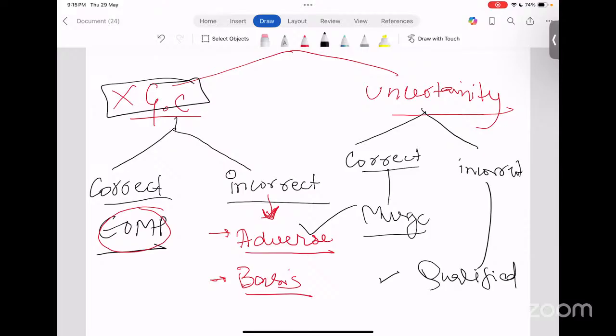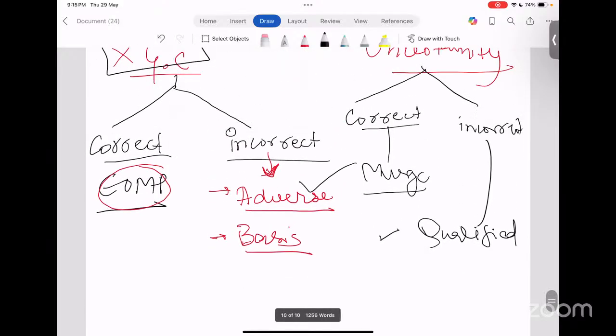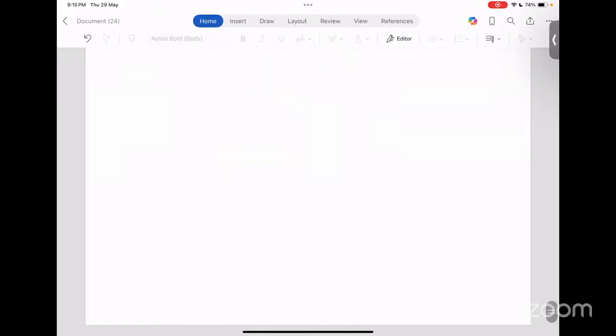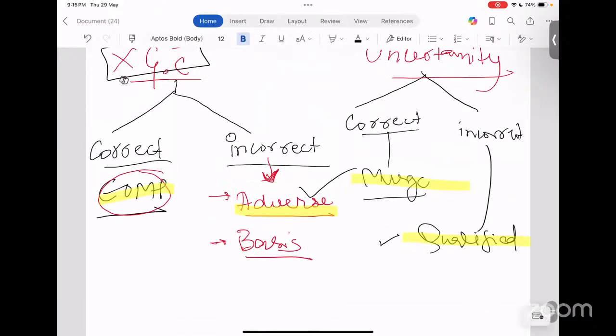Now, let us understand what these terms are that we have used: emphasis of matter paragraph, adverse and qualified opinion, and MURGC. So for that, let's understand what the audit report contents are. What is the content of the audit report?